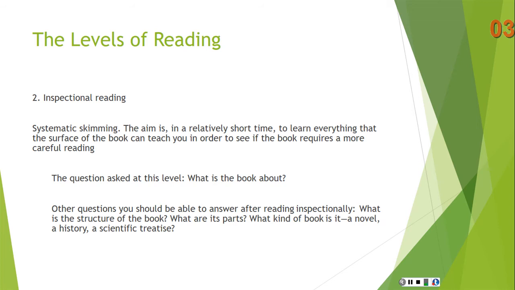At any rate, with systematic skimming, the question you ask at this level is, what is the book about? Other questions you should be able to answer after reading inspectionally is, what is the structure of the book? What are its parts? What kind of book is it? Is it a novel, a history, a scientific treatise? Those are the questions you're seeking to answer when you do inspectional reading. You shouldn't just pick up a book, start on page 1 and plow through it. No, you need to peruse it. You need to figure out, what's the layout of this book? What is this book about? How do I categorize this book? You need to do that before you ever start reading the first word.